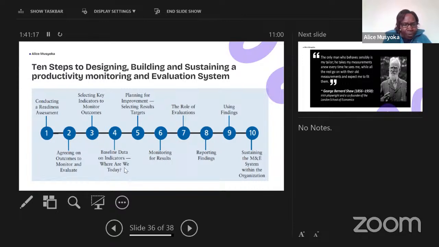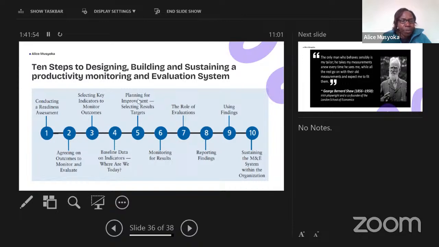Then number 4, we look at the baseline data on indicators. That is where we are today. It is important to understand where we are today. That is the baseline data, which will help us now set realistic targets. Because if you do not know where you are today, you are likely to set targets that are either too low or too high. That is how the baseline data helps.